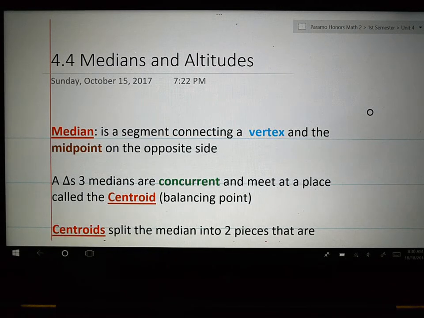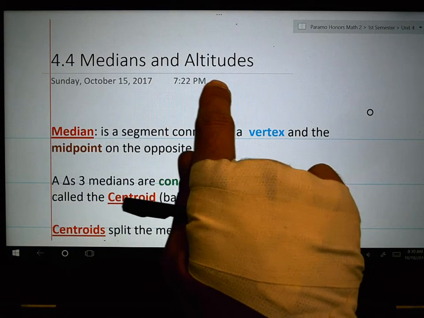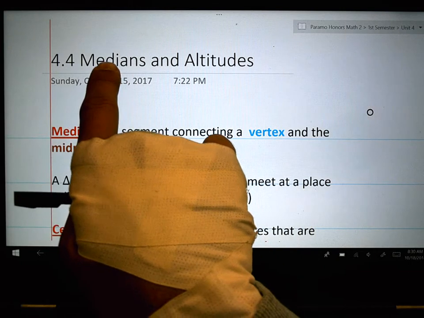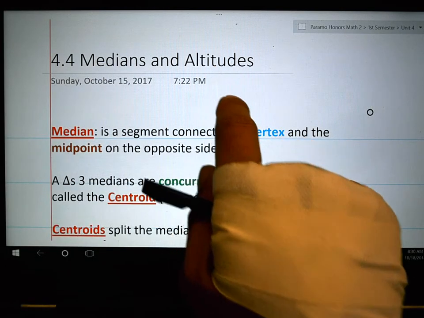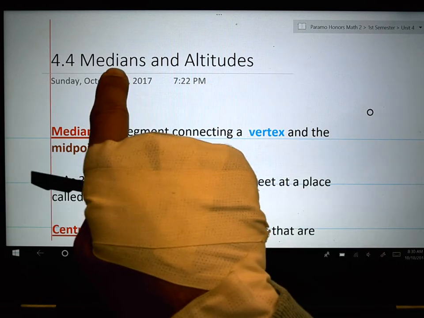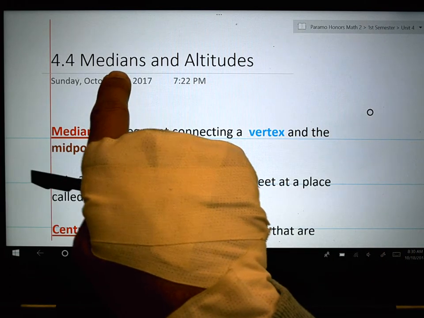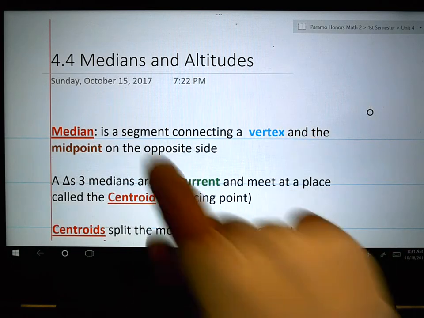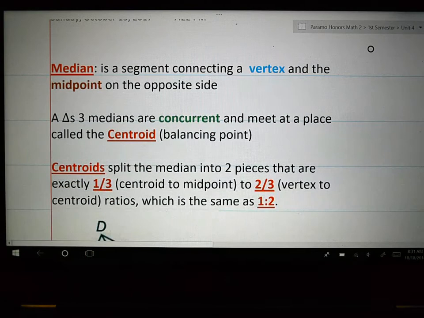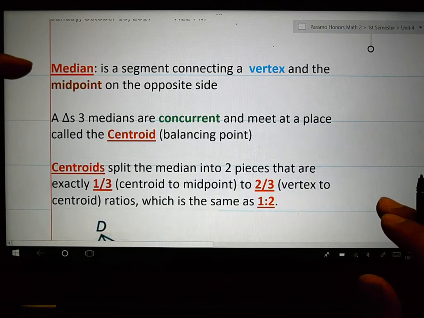4.4 is on two parts of a triangle that we have not learned about, one called a median and the other called an altitude. Your job will be to know what happens when we intersect all three medians and what happens when we intersect all three altitudes of the three sides of a triangle. So the first thing that we should know is, what is a median?